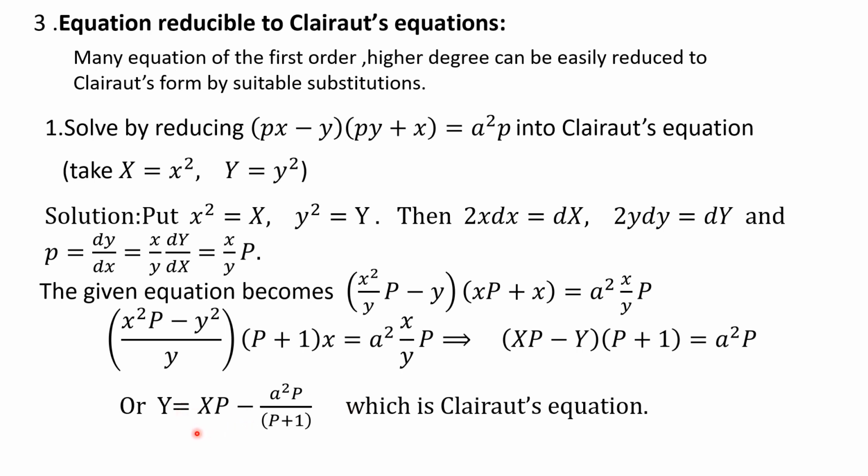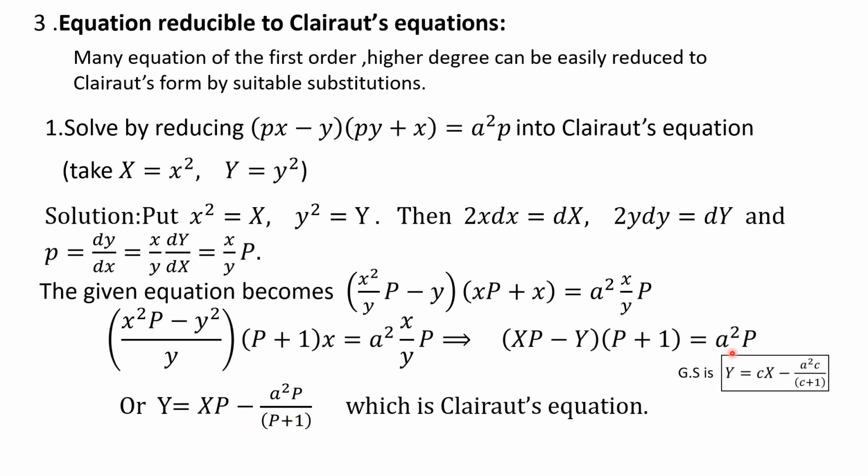So we can write the general solution for this first. Just by replacing p by c we get the general solution. So y is equal to xc minus a square c by c plus 1. But we need the general solution for the given equation. So we can substitute back for y and x. What is y? Y is y square, x is x square. So that gives y square is equal to x square c minus a square c by c plus 1.